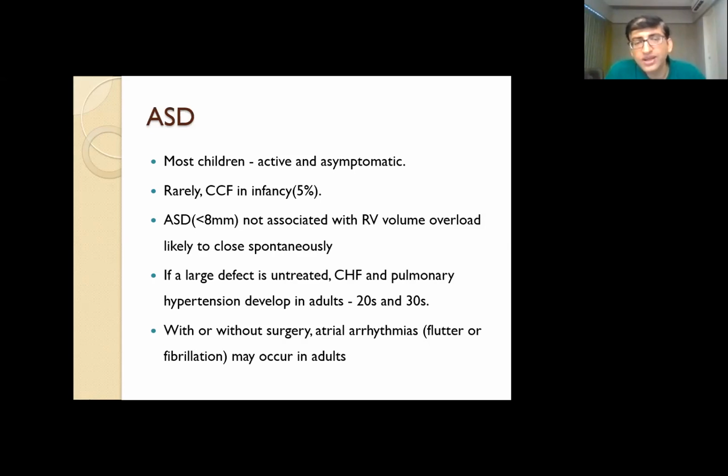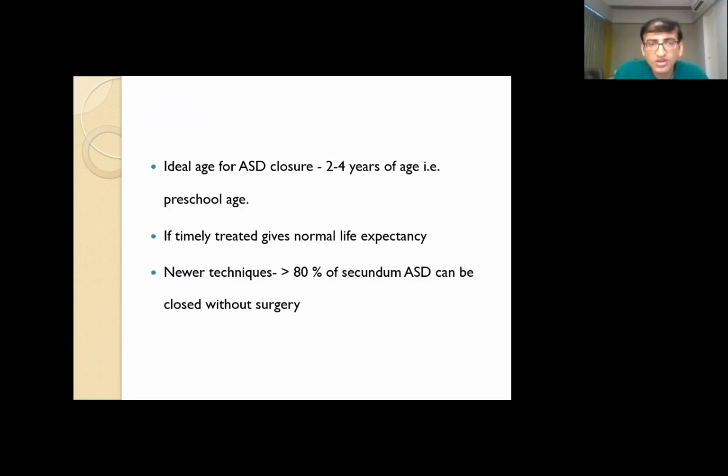If you don't close them, what will happen? It is likely to go into pulmonary hypertension and Eisenmengerization at 20 to 30 years, that is the second and third decade of life. And also there is a risk of arrhythmias in later life if you don't operate timely. So the ideal age of ASD closure is 2 to 4 years, that is preschool. If ASD is timely treated, it gives a normal life expectancy. There is no decrease in the life expectancy.